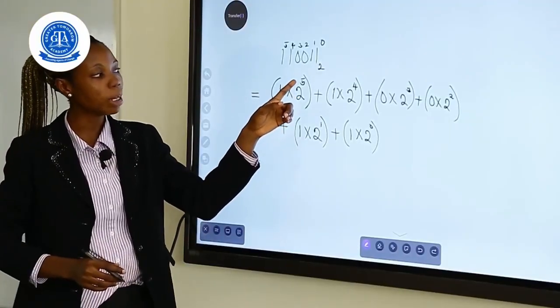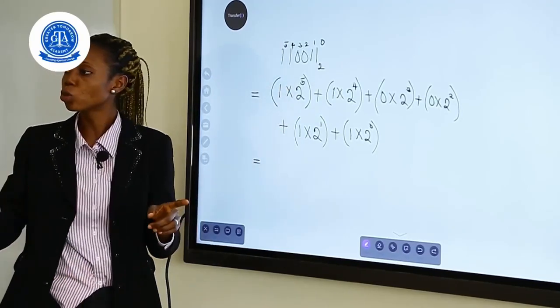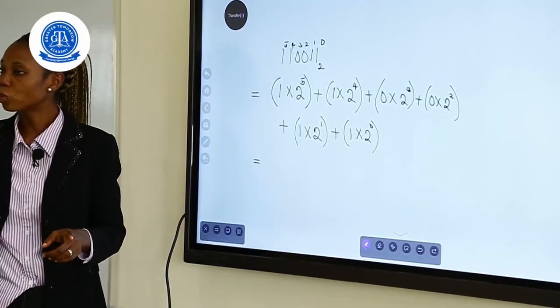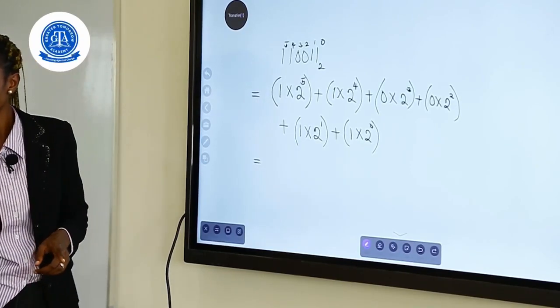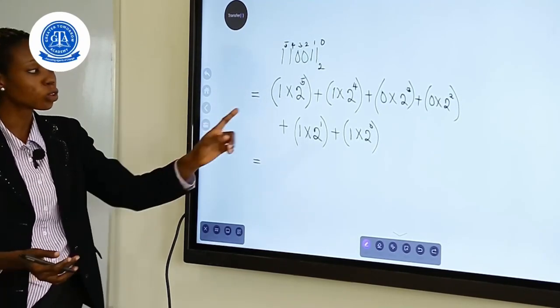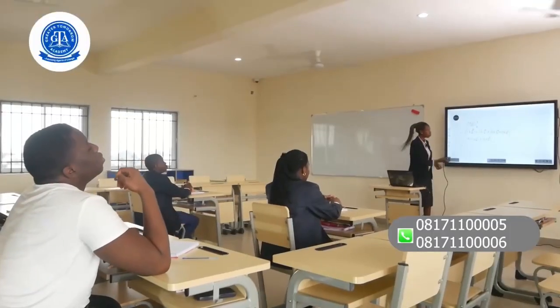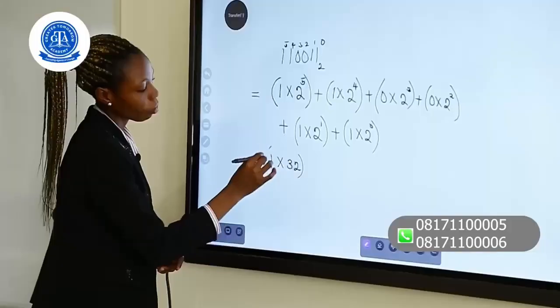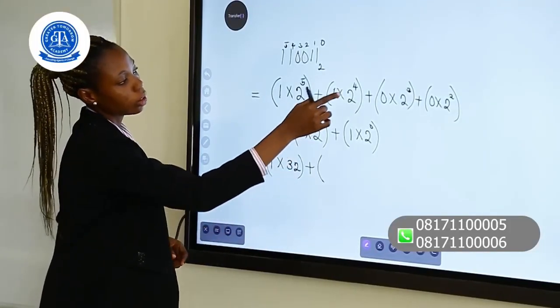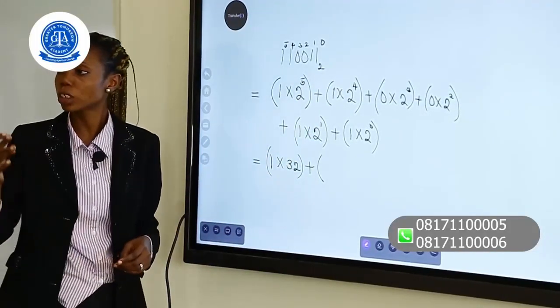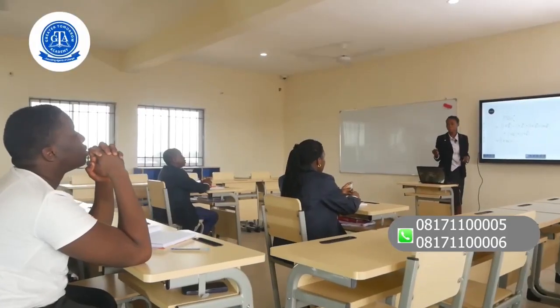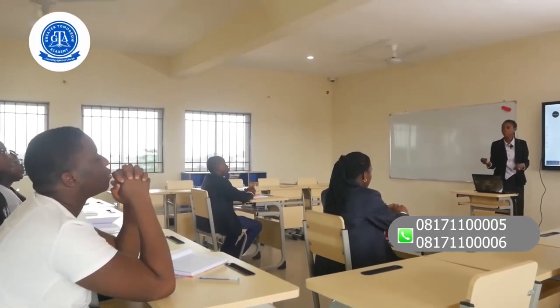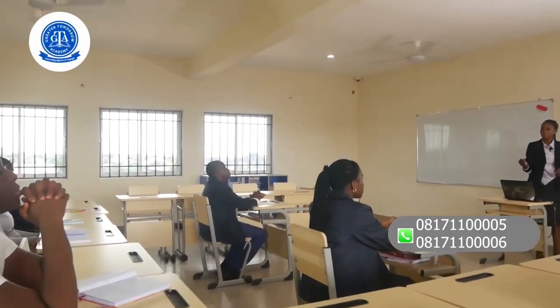Then, what is 2 raised to power 5? 2 raised to power 5 means multiply 2, how many times? 5 times. So 2 times 2 times 2 times 2 times 2. So 2 raised to power 5 is what? 32. So we are going to write 1 times 32 plus 2 raised to power 4, which is 2 times 2 times 2 times 2, isn't it?